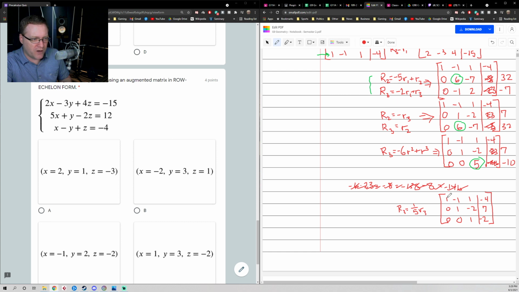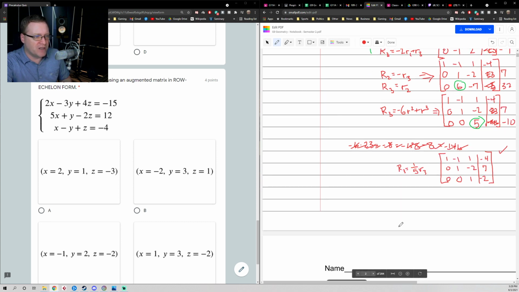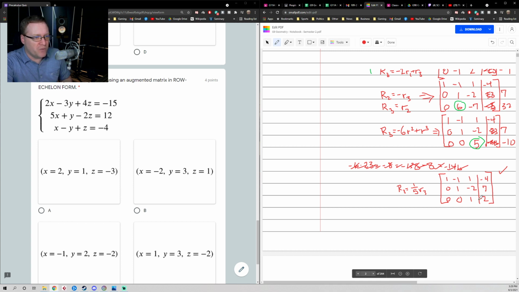1, 1, 1 on the diagonal, zeros below. So that's what we wanted. All right, but that's not the final answer. We have to solve this now. This tells us, remember, this is the x's, y's, and the z's. So we know that 1z, z equals -2. That's what this tells us. So we know that z equals -2.